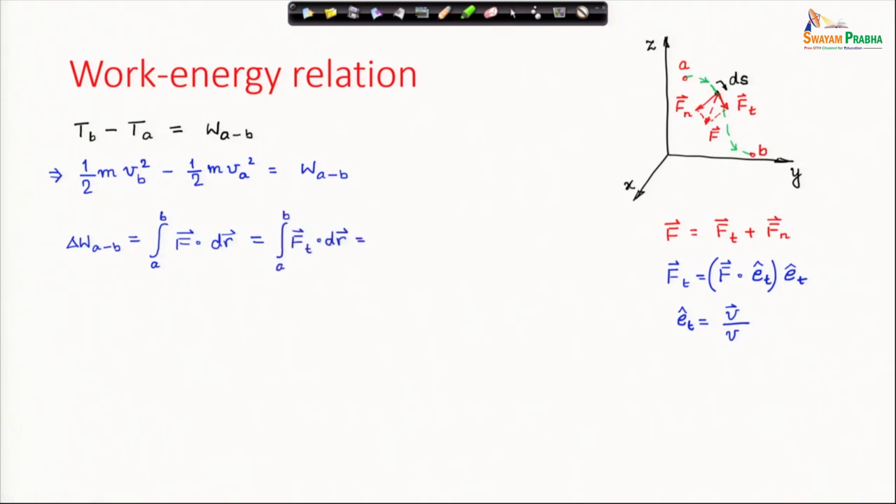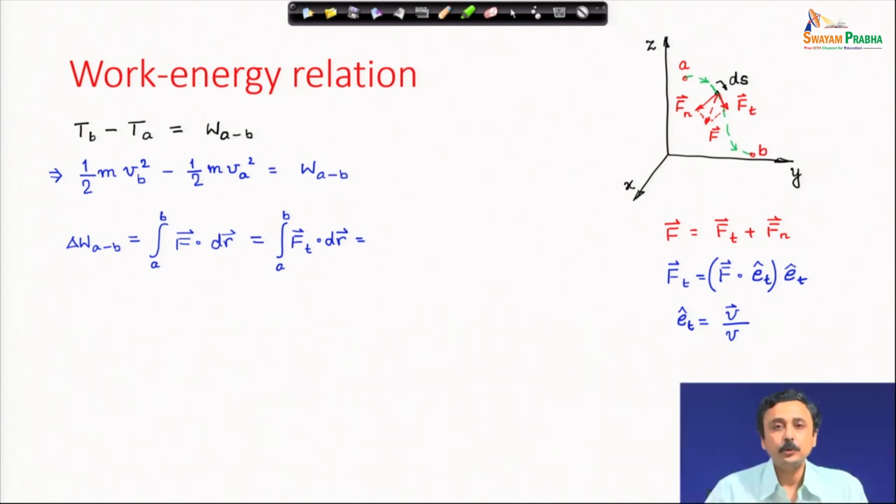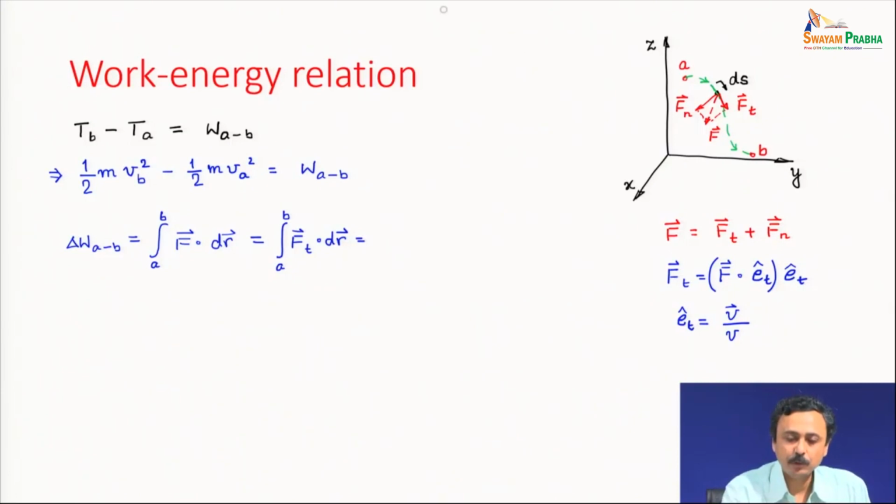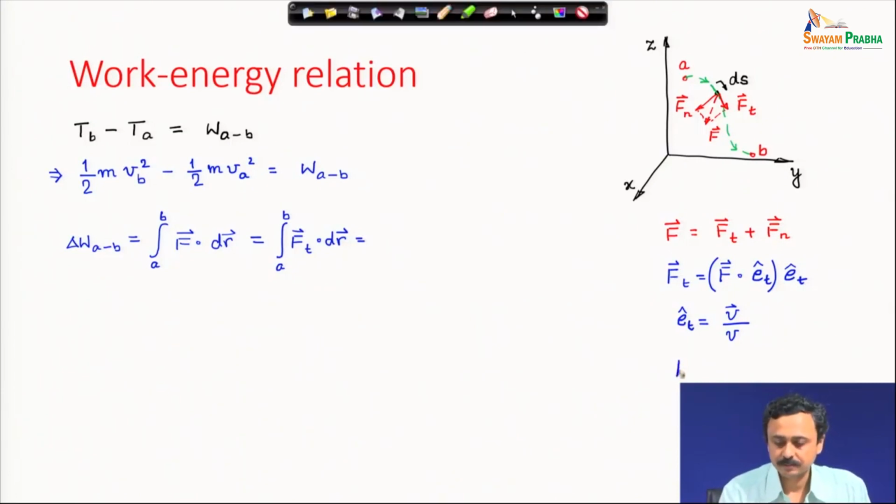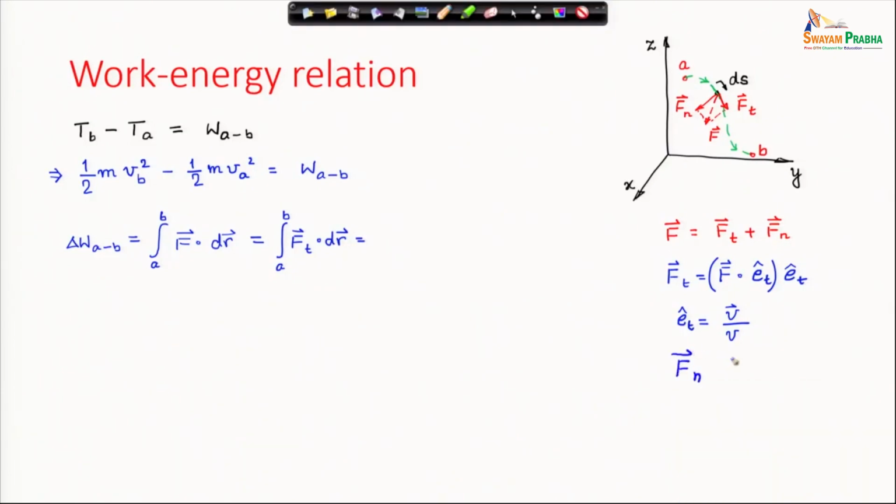Okay. Therefore, now F dot dr should be only Ft dot dr. Why? Because Fn is perpendicular to the path, it is perpendicular to dr. Therefore, the dot product is 0. What survives therefore is Ft dot dr. You can just substitute this expression here and check.